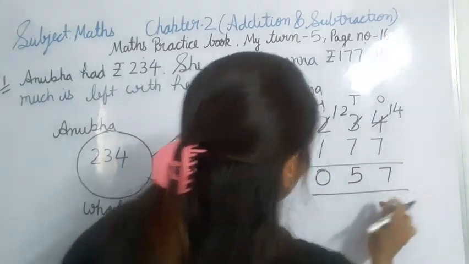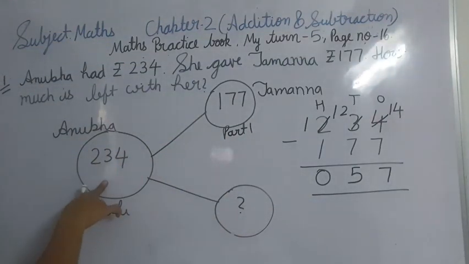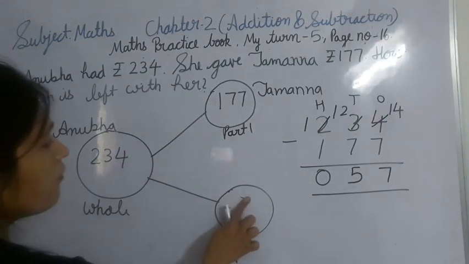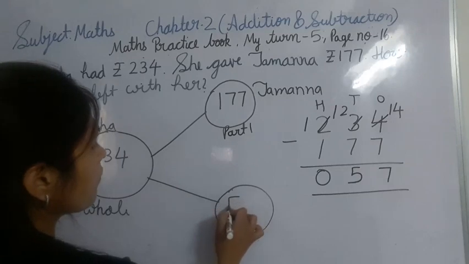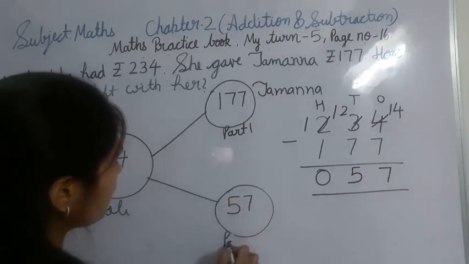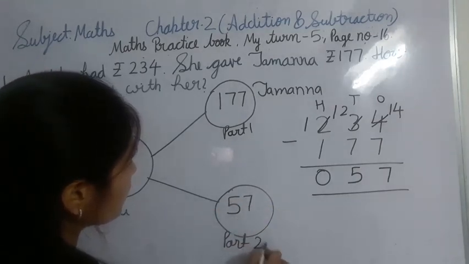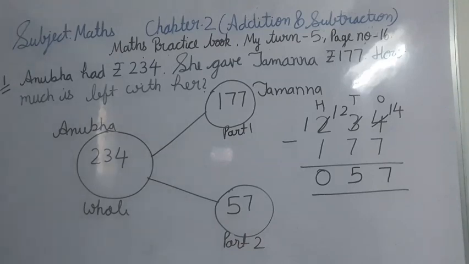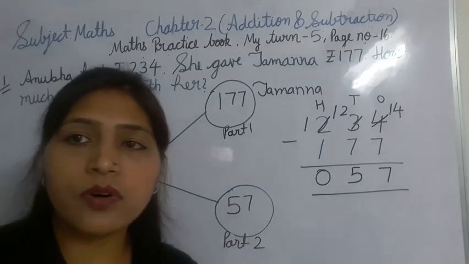So how much total money is she left with? Anuba is left with 57 rupees. This is the second part. 57. Is it clear to you all now?